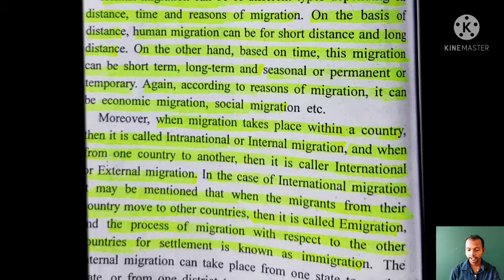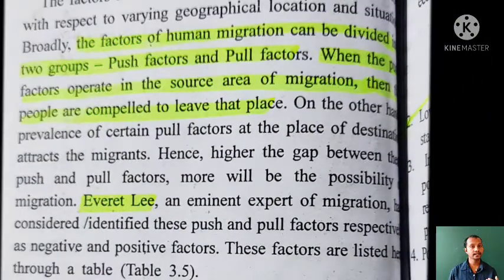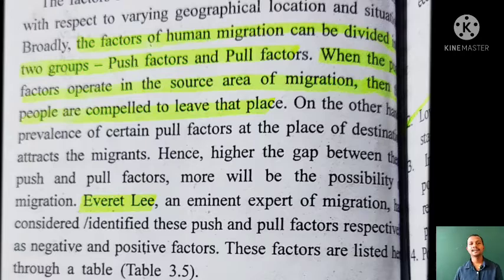Now, if we look at the factors for human migration, as already mentioned, they are divided into two parts: pull factor and push factor. Apart from that, pull factor and push factor are also considered as positive factor and negative factor. This was considered by Everett Lee. Besides that, one social factor is also mentioned. Social factor like marriage.